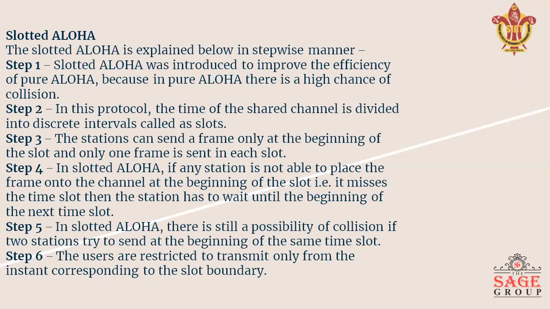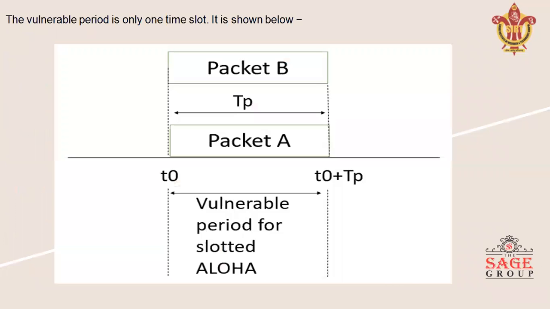Now, the next one is step 2 in this protocol. The time of the shared channel is divided into discrete intervals. That means if our time is divided into multiple slots, each and every station has a particular time period for transmission of data. So there is less chance of collision. And these intervals are called slots. The station can send a frame only at the beginning of the slot.